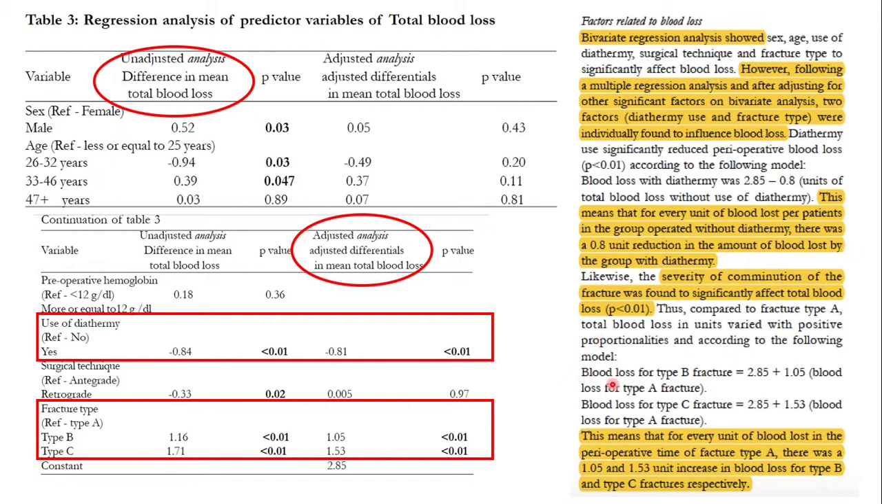So, for example, if they look at blood loss for type B fractures, what they would say is that the amount of blood loss would equal the constant plus 1.05 times the amount of blood loss that occurred for type A fractures. And you can see so on there. So what this tells you is that for every unit blood loss in the perioperative time for a fracture type A, there was this amount of increase in blood loss for those other two.